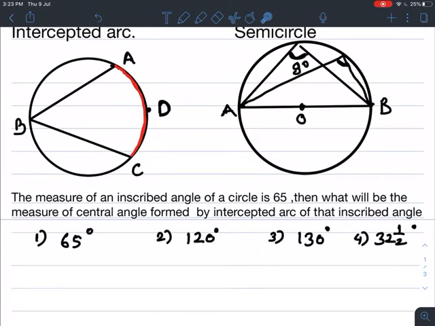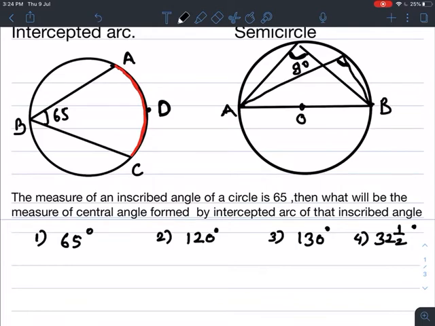Now, we will see an example which was asked in the scholarship paper 2020. So, this is the question. The measure of an inscribed angle of a circle is 65. If we observe the circle, angle ABC is an inscribed angle and its measure is 65. I will write here 65 degrees. Then what will be the measure of the central angle formed by the intercepted arc of that inscribed angle?